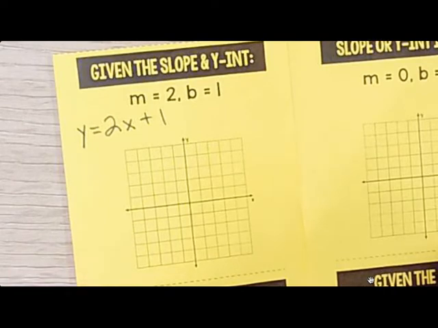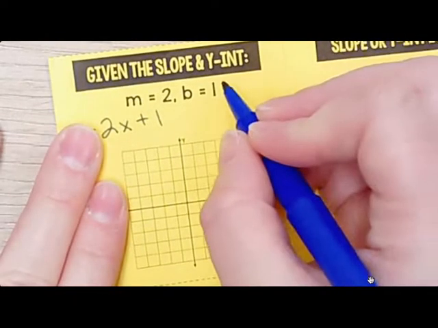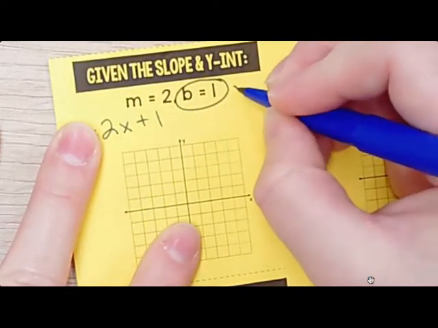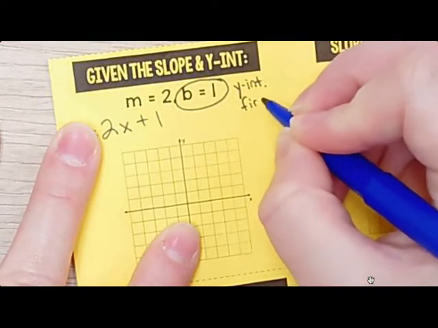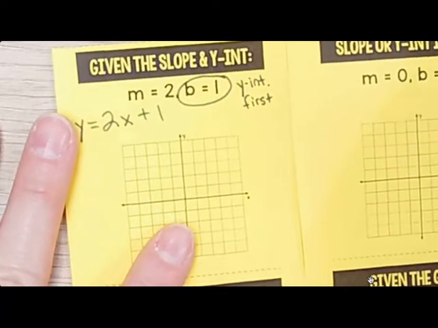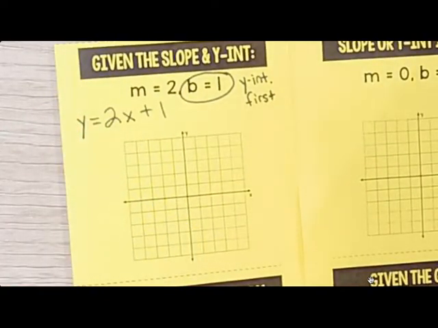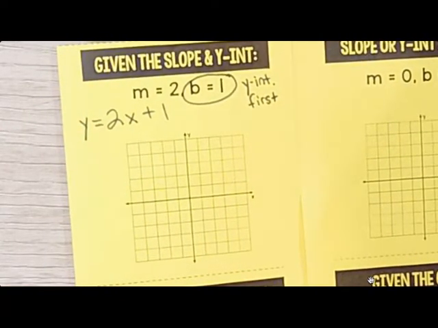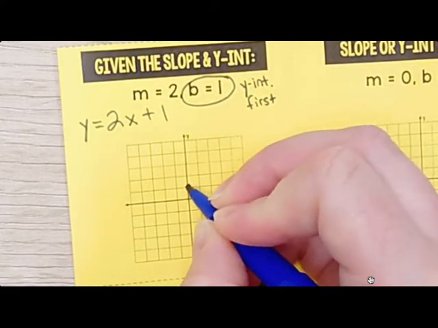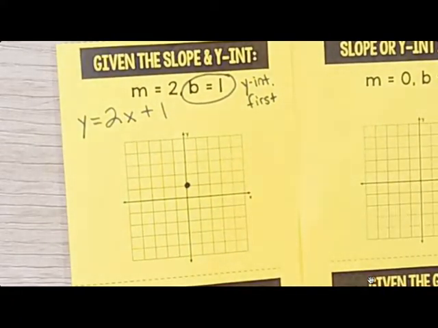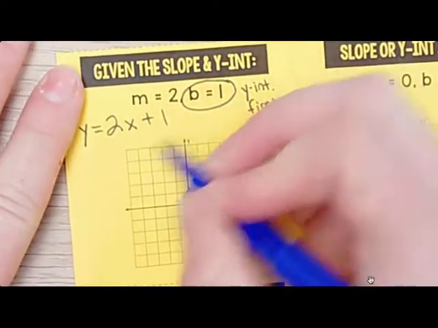You always start graphing by plotting the y-intercept first, because we know for sure there's that point. That point is at 1 on the y-axis. So we have 1 point for our graph. And then we are going to do our slope. So our slope is 2.